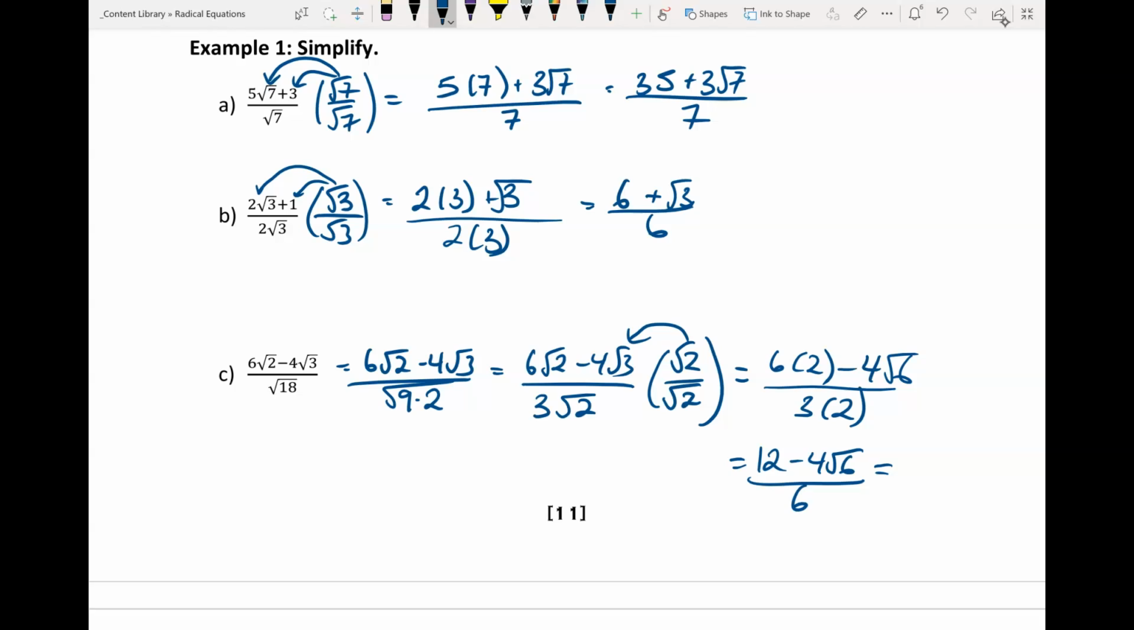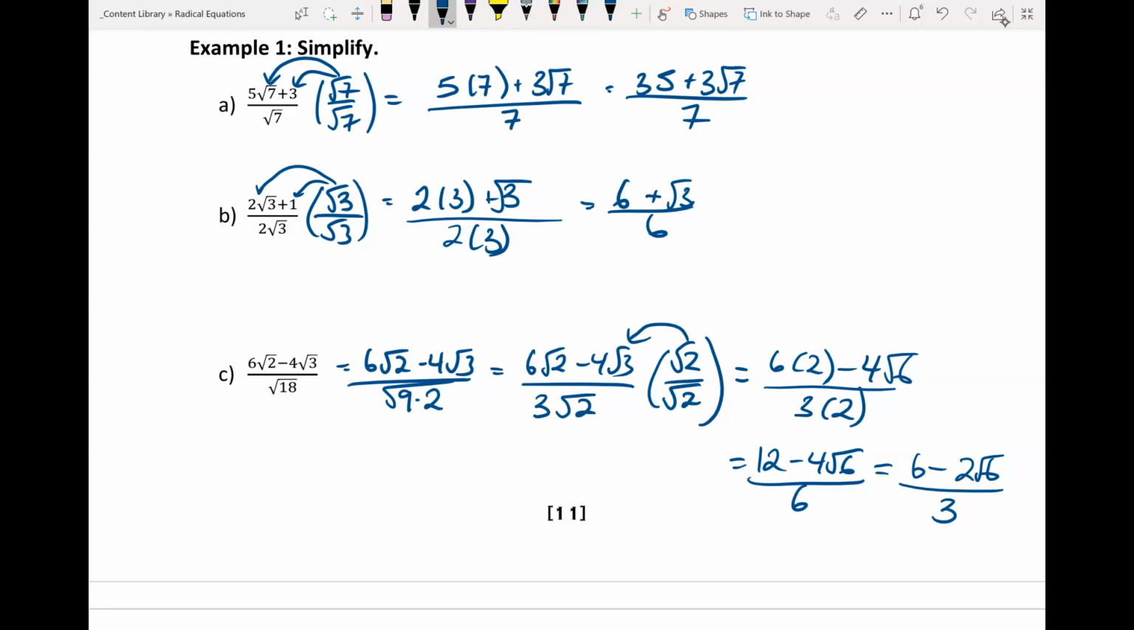If you take a look at our coefficients, we can divide each term by 2. So 12 divided by 2 is 6, 4 divided by 2 is 2, and 6 divided by 2 is 3. And then this is our most simplified form.